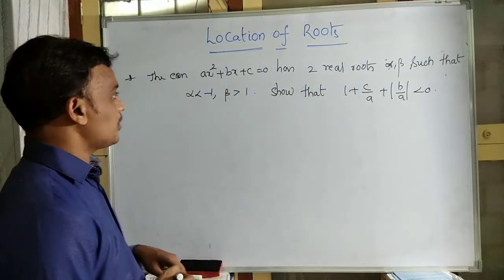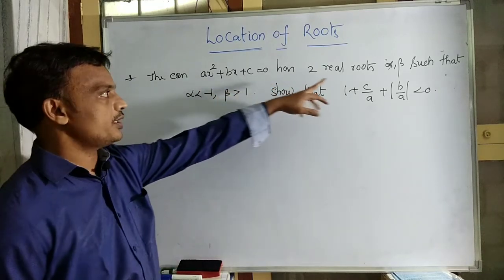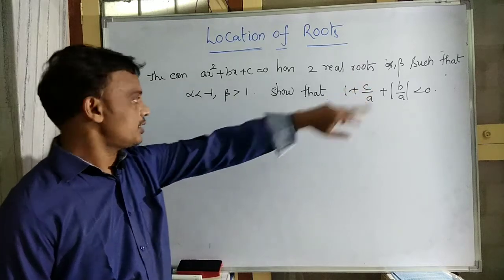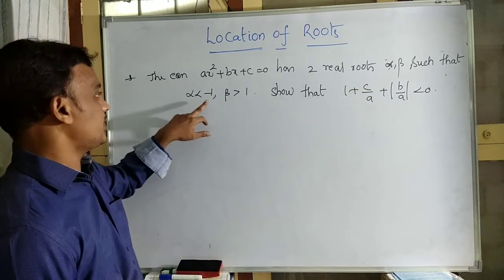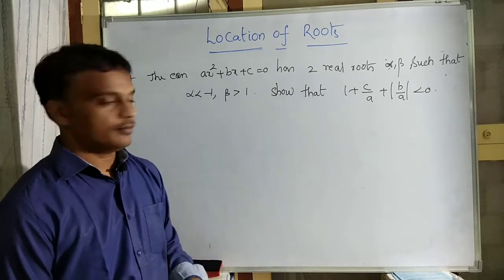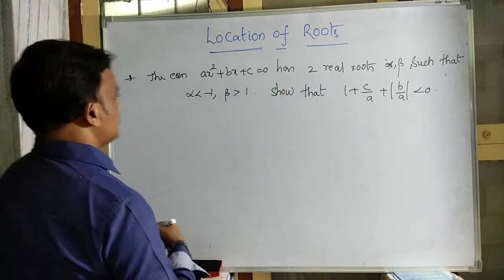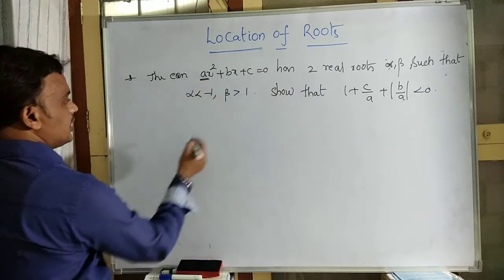Yes, coming to one more problem. The equation ax square plus bx plus c has two real roots, alpha and beta, such that alpha is less than minus 1 and beta is greater than 1. Then we are going to prove that one condition. Okay, come on. So ax square plus bx plus c, you can take that a is either negative or positive.